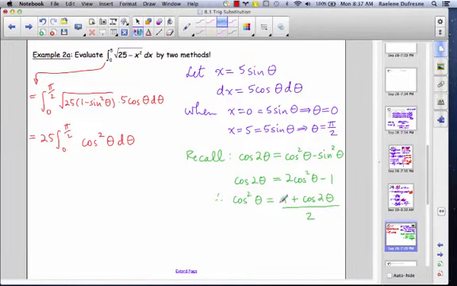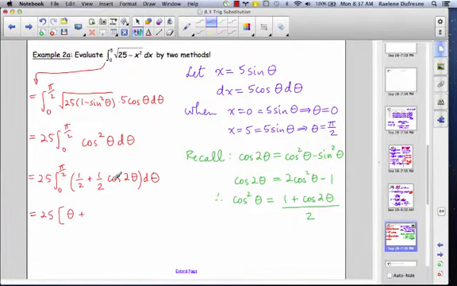And so this is a simple or basic antiderivative. 1/2 is a constant, and cos 2 theta over 2 has an easy antiderivative. So we can substitute the trig identity for cosine squared theta as 1/2 plus 1/2 cos 2 theta d theta, which gives 25 times theta plus sine 2 theta divided by 2 multiplied by 1/2 is 1/4 sine 2 theta, evaluated from 0 to pi by 2.